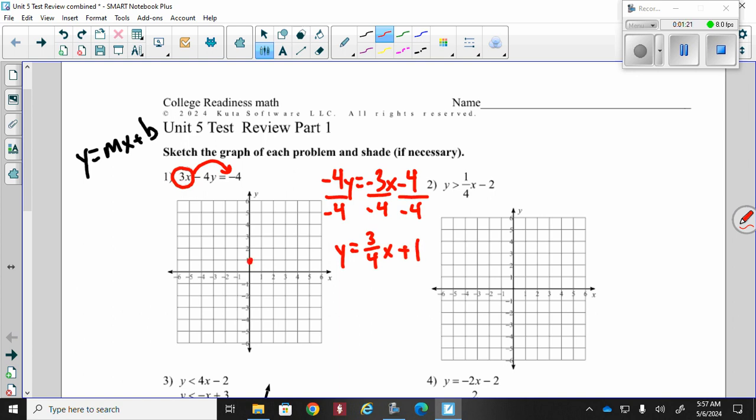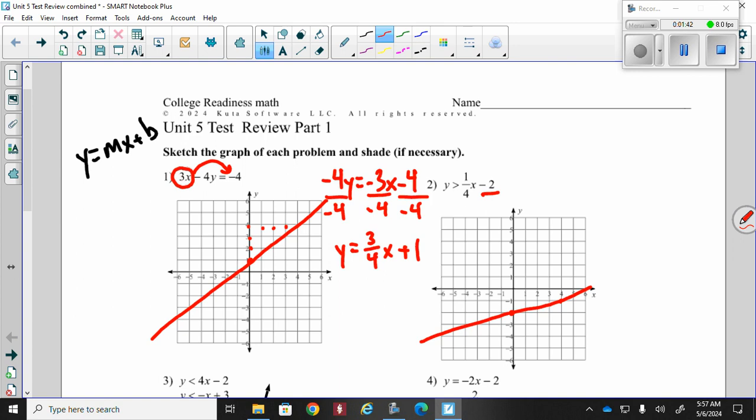So I'm going to start at plus 1. I'm going to go up 3, 1, 2, 3, over 4, 1, 2, 3, 4. And I'm just going to draw like so. Next one, it's already in slope-intercept form. We're going to start at negative 2. We're going to go up 1 over 4. I'm just going to draw this the best I can.